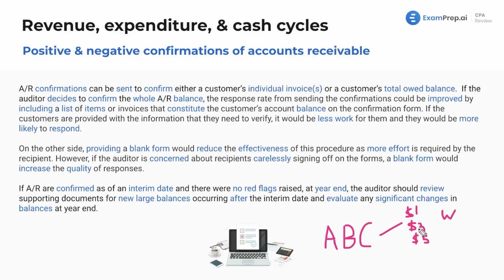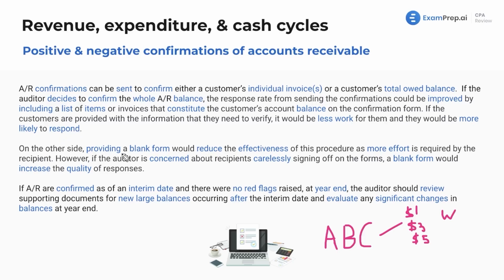So the auditor can say, all right, we're going to send 3 separate confirmations for each of these transactions, or we could send one for a total of $9,000. Either way is okay. You just have to remember that there will be different outcomes based on what you choose to do. Obviously, doing it individually is more work for Walmart's accountants. If the customers are provided with the information that they need to verify, it would be less work for them and they would be more likely to respond.